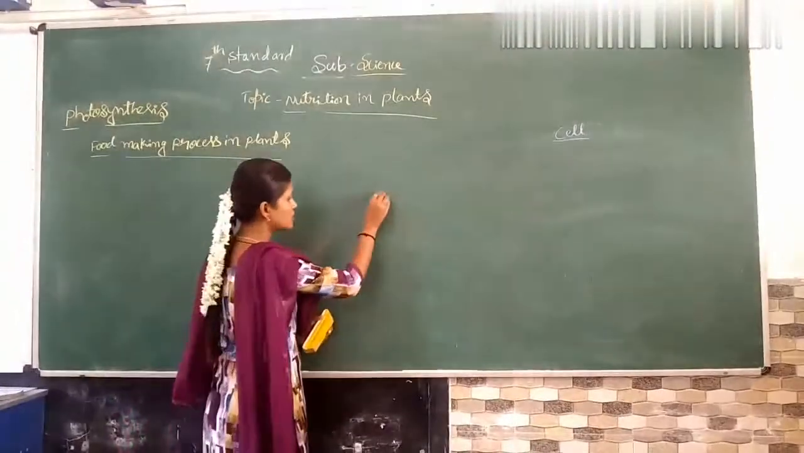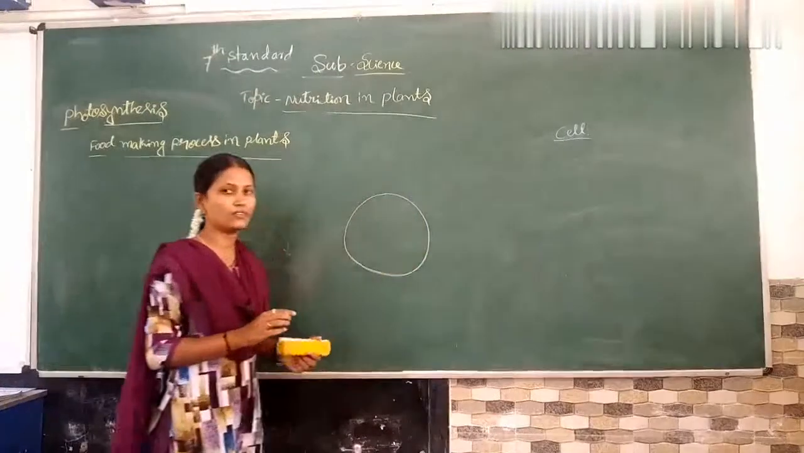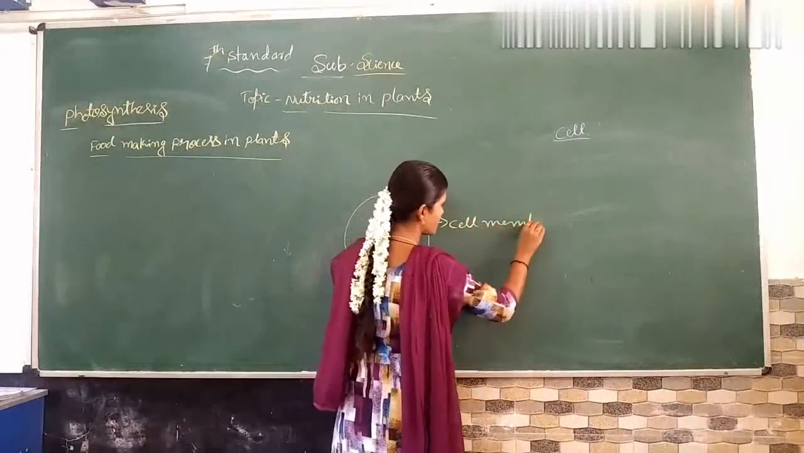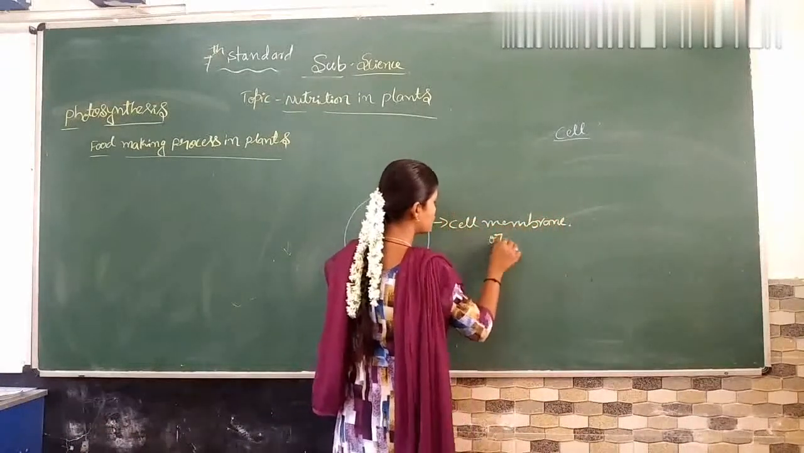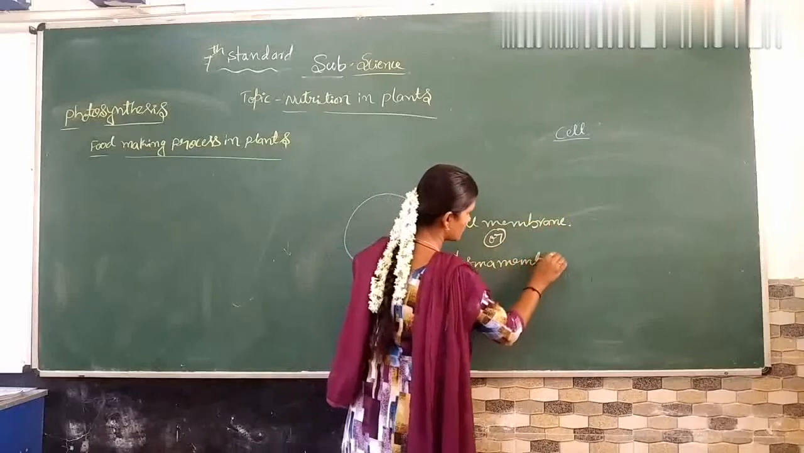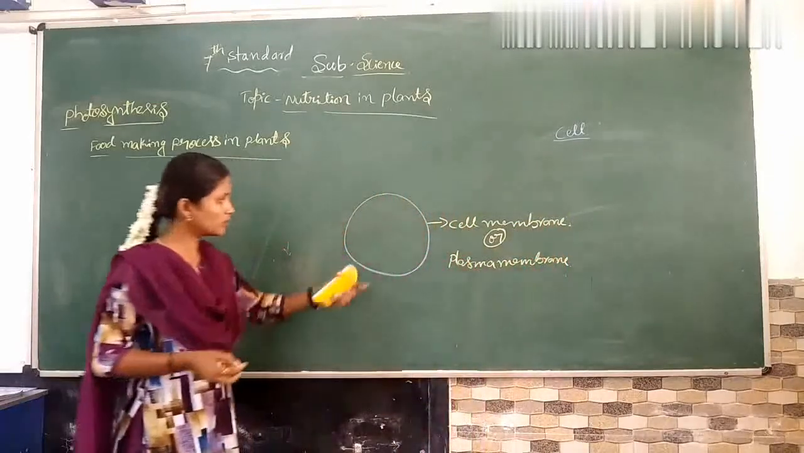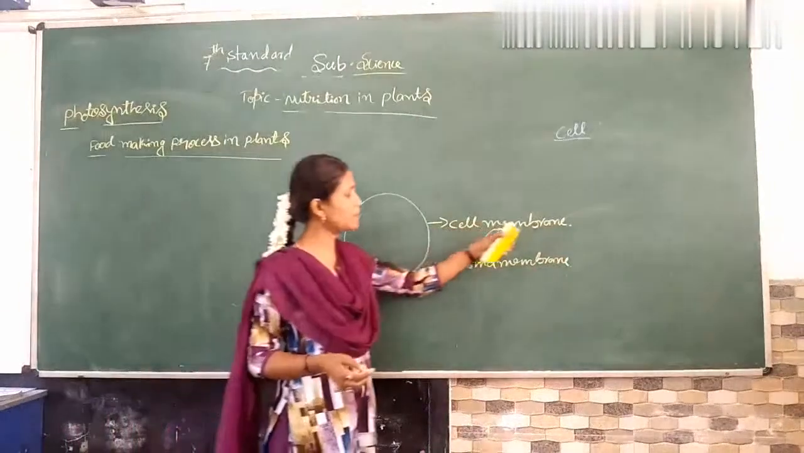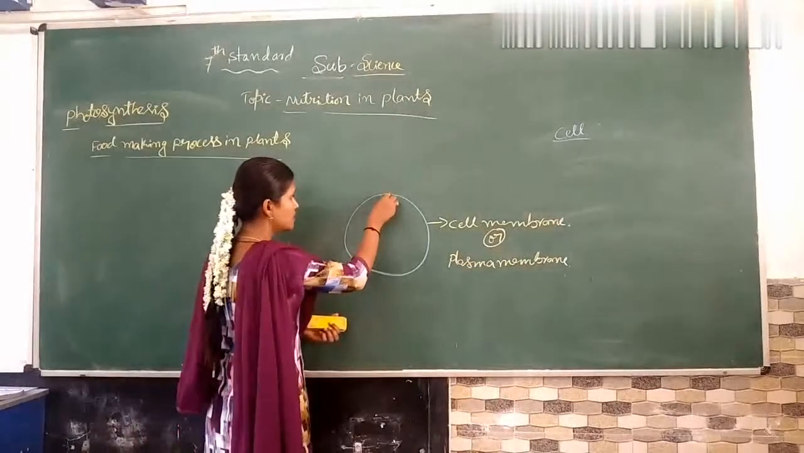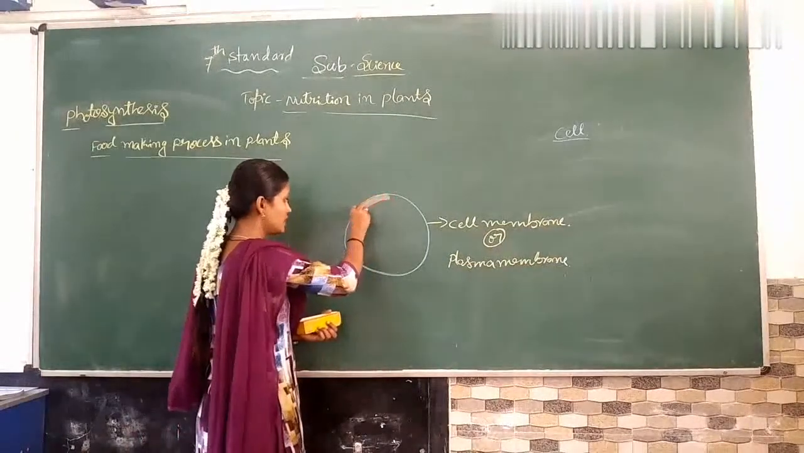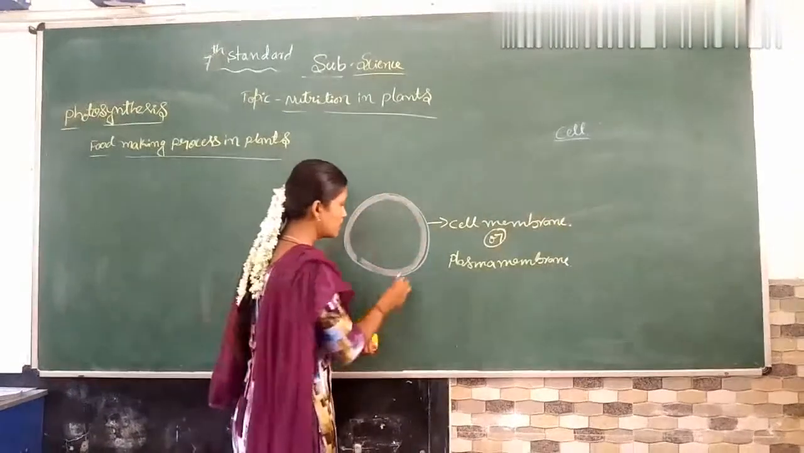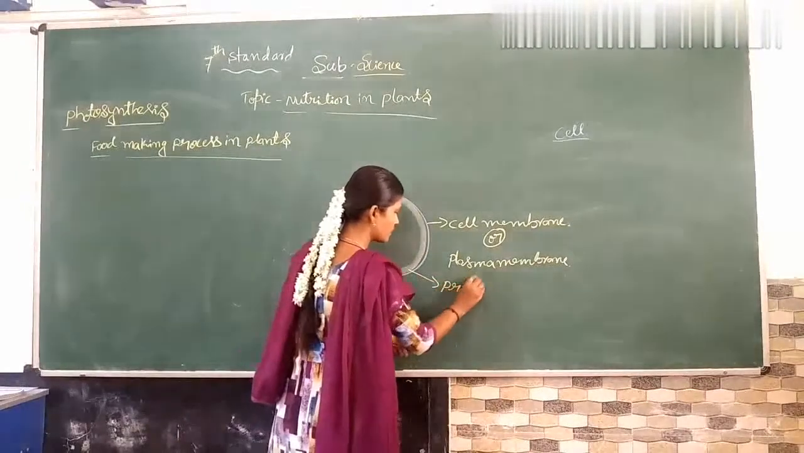Here the outermost cover of the cell, the outermost membrane of the cell, we call the cell membrane, or also the plasma membrane. Here a colorless jelly-like substance is present. This colorless jelly-like substance we call the protoplasm.